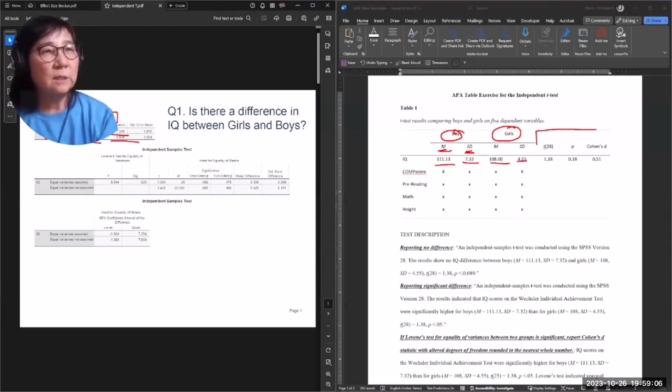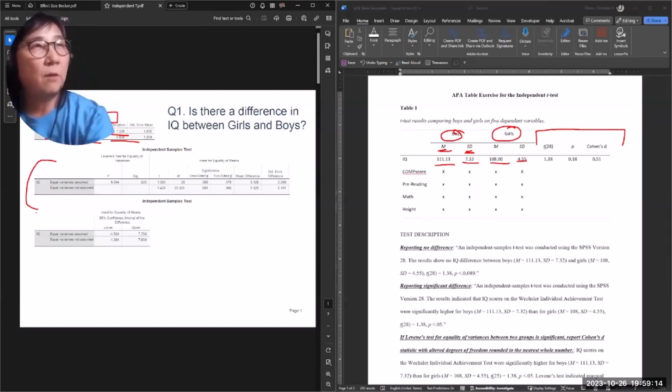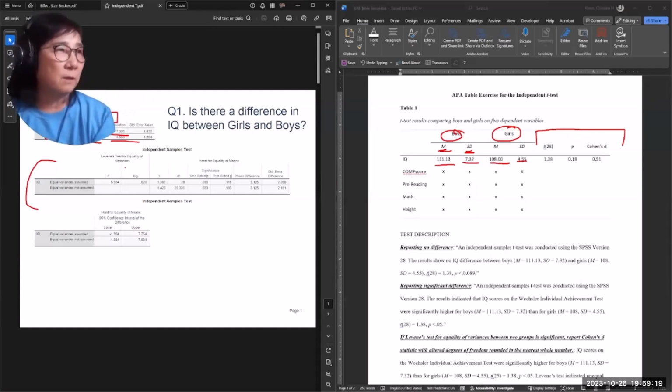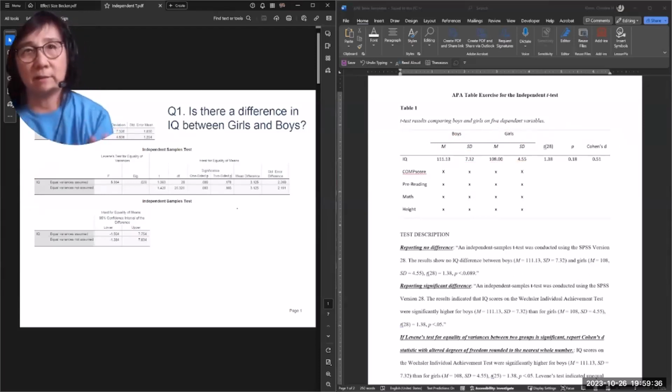Now, this is from the t-test table, right there. When you run the t-test to test the hypothesis, if there is a difference in IQ between girls and boys, there are 2 groups, and their scores are independent. So you will do an independent sample t-test. This is the output. We read it in class a little bit.